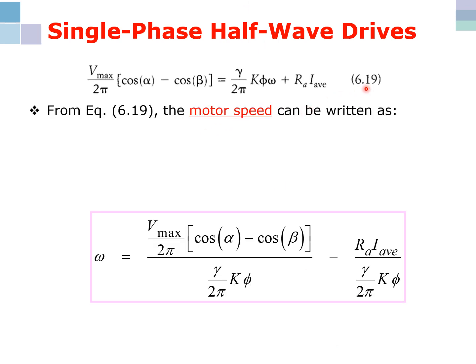Okay, based on equation 6.19, the motor speed can be written like this. I want all of you to try to get the final equation where the speed is moved to the left side and all the other terms are put on the right side. So we will get this final value. The motor speed can be expressed for the single phase half wave drive like this. So I want all of you to just remember equation 6.19 to get the final value of the motor speed.